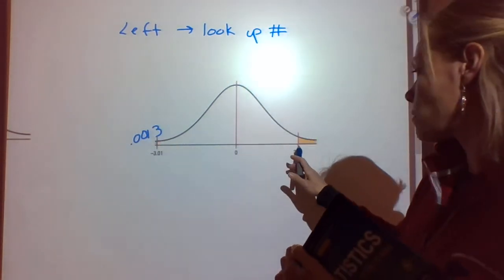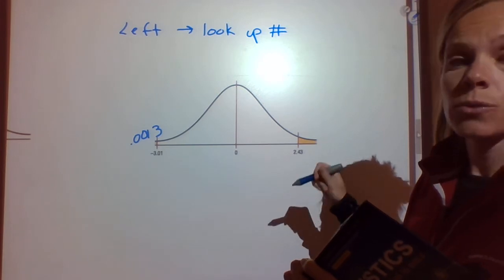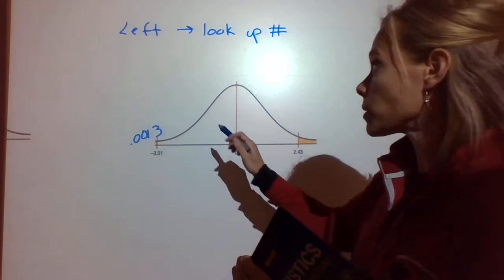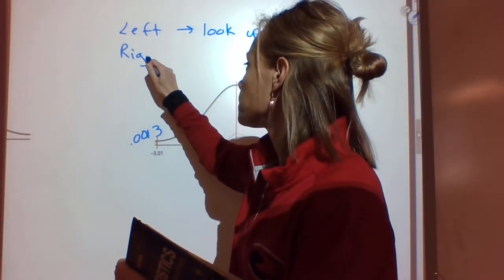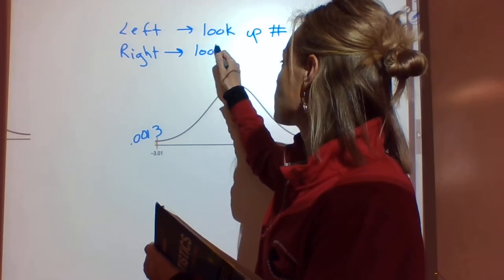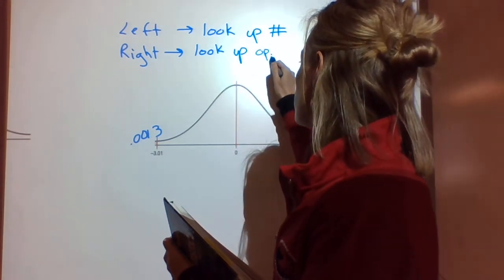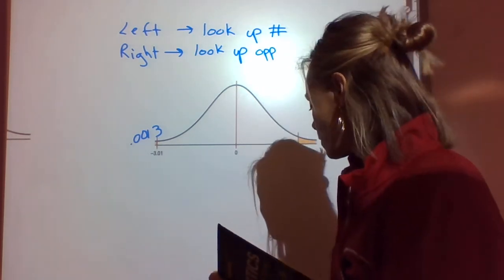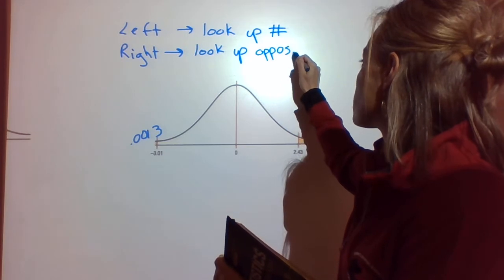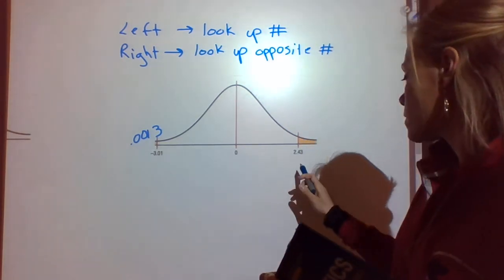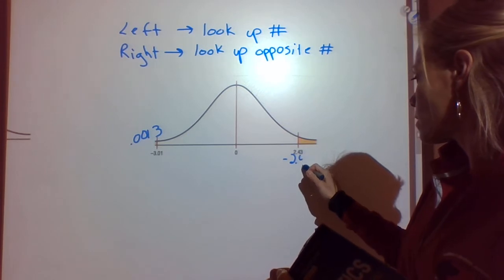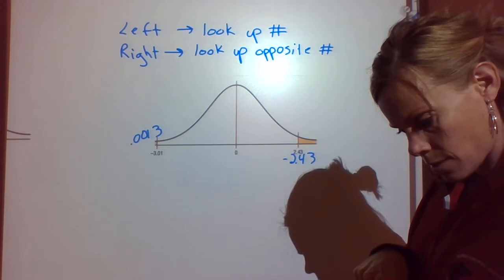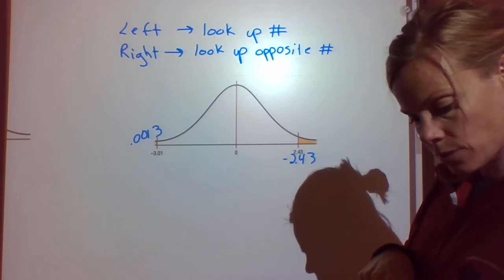How do I find area to the right? You can do the 1 minus thing, or you can look up the opposite z-score. So area to the right, look up opposite number. I should say number, right? Make it easier. Look up opposite number. So instead of 2.43, I'm going to look up negative 2.43, and I get 0.0075.